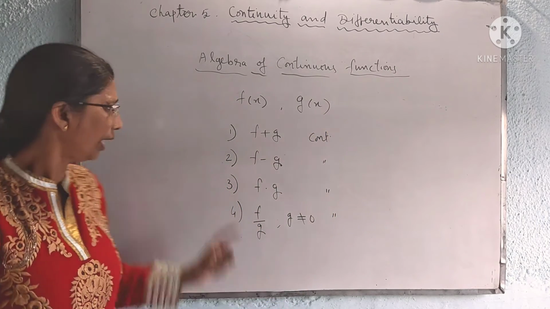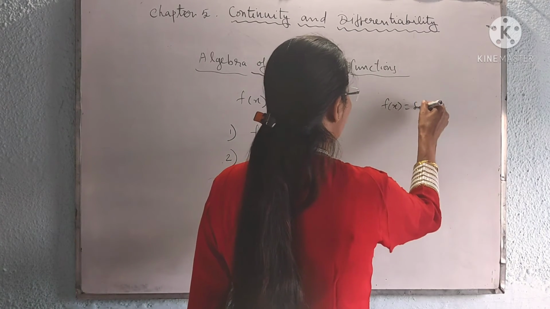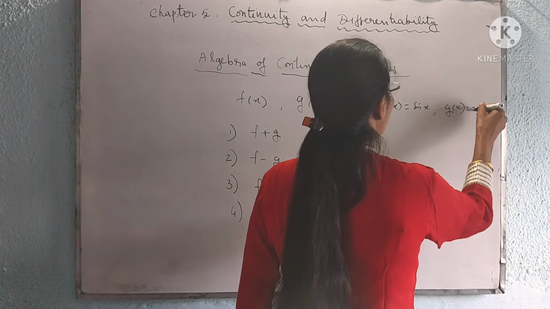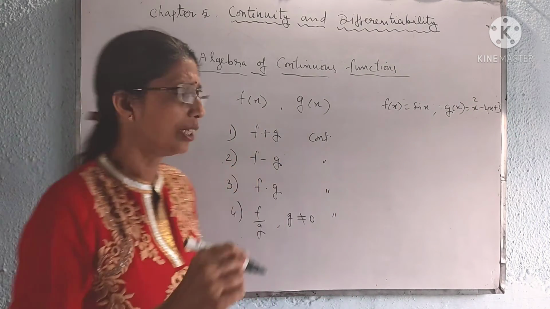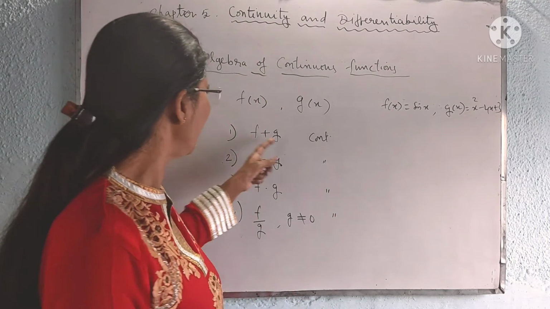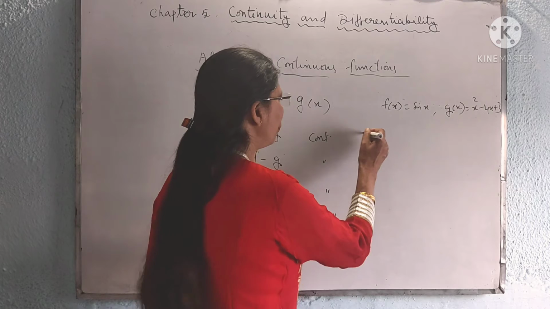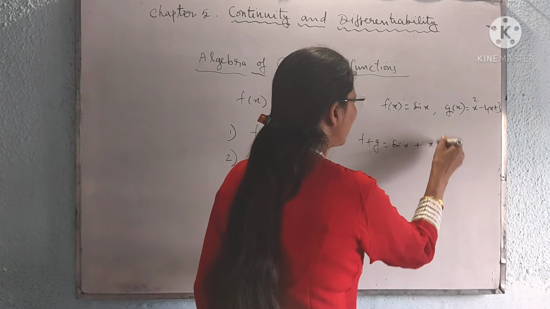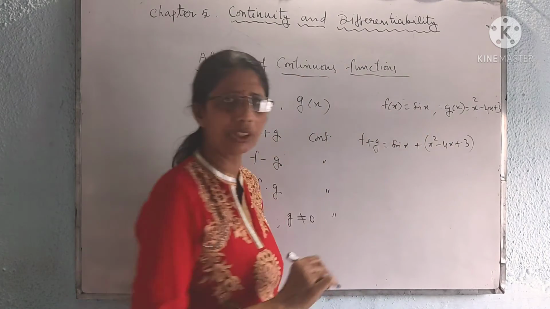Okay. Now I will give you one example for this. One function f(x) equal to sin x and another function g(x) equal to x square minus 4x plus 3. These are the two functions. When we add both of them, f plus g is sin x plus x square minus 4x plus 3. You see, these are the two functions.